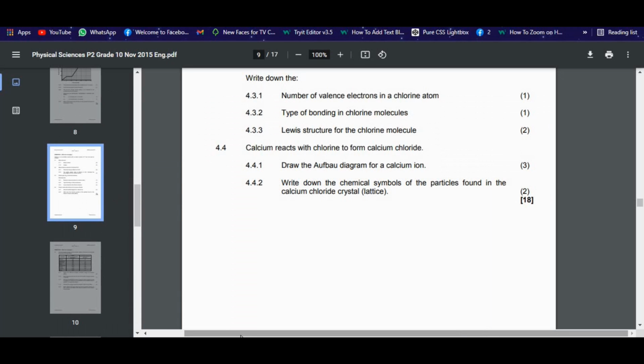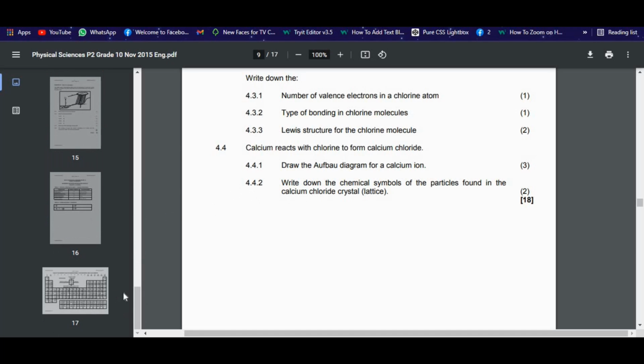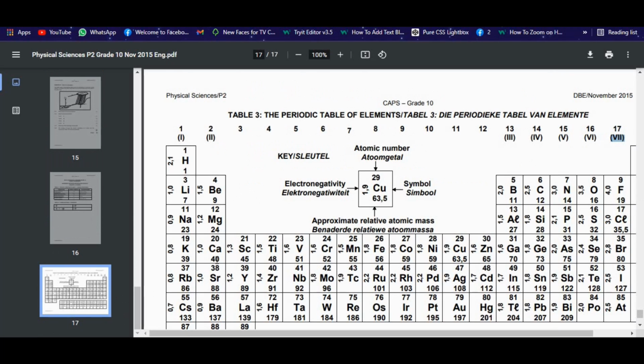Right, 4.4. Now, calcium reacts with chlorine to form calcium chloride. They want us to draw the Aufbau diagram for a calcium ion. So we go over here, we find calcium. Calcium over there is in group 2, and we know its atomic number is 20, and it has a relative atomic mass of about 40, electronegativity of about 1. Let me just check something quickly.